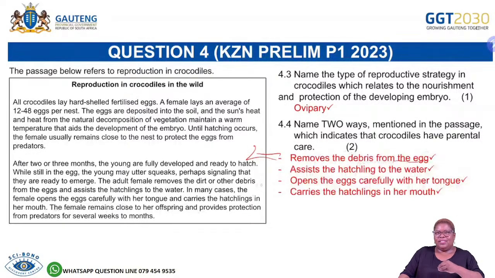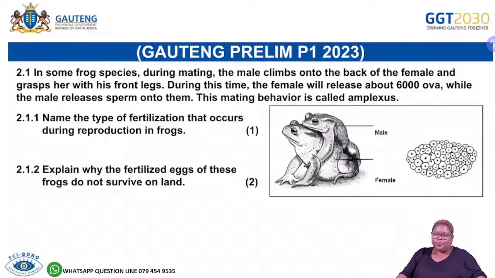The young ones still depend on their parents for survival. So it removes the debris from the egg, assists the hatchling to the water, opens the egg carefully with her tongue, carries the hatchling in her mouth. That's very, very interesting. That is for 2 marks. So you can mention any that you get from the passage, right?